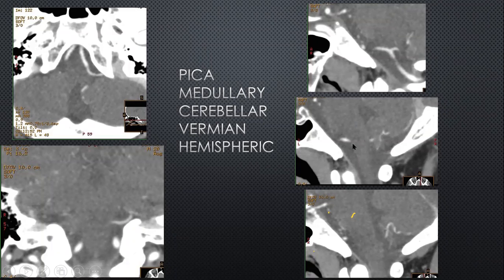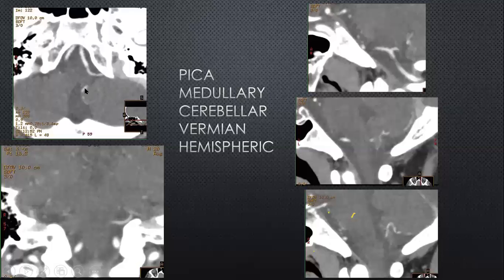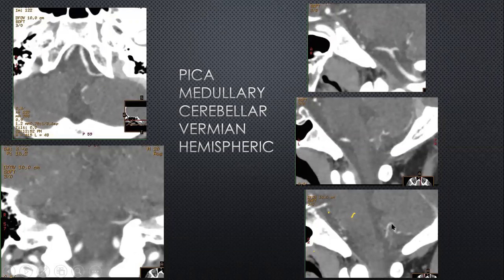So it's important to try and trace out the PICA when you're looking especially for blood within the fourth ventricle. If someone has intraventricular blood in the fourth ventricle, it's not important just to identify the vessels of the circle of Willis, but also look for the origin of the PICA from the vertebral artery, and look at the more distal PICA, because the aneurysm can actually be much more distal on the PICA itself.